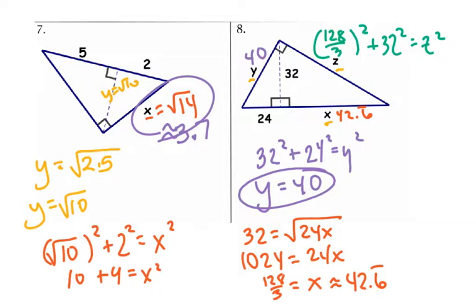For z, I'm going to employ a calculator on this one for sure. So I'm going to do 128 thirds, and I'm going to square that, add it to 32 squared, and that will be z squared, so I'll take the square root of the whole thing. When I get done, z is going to equal approximately, well, it's 160 over 3 if you do that. The decimal for that then would be 53.3 repeating.